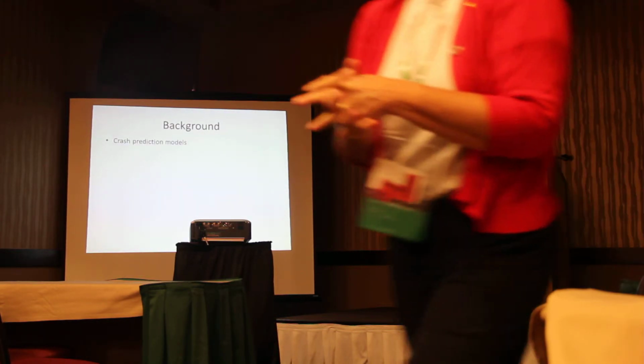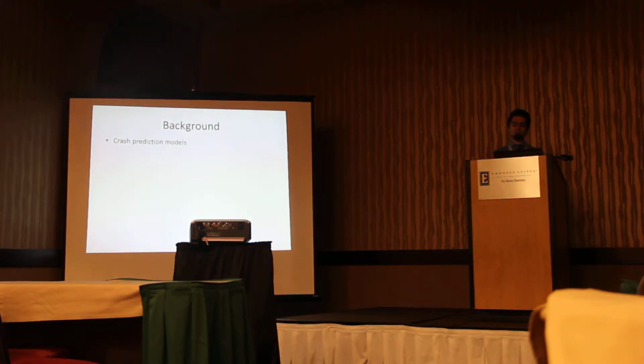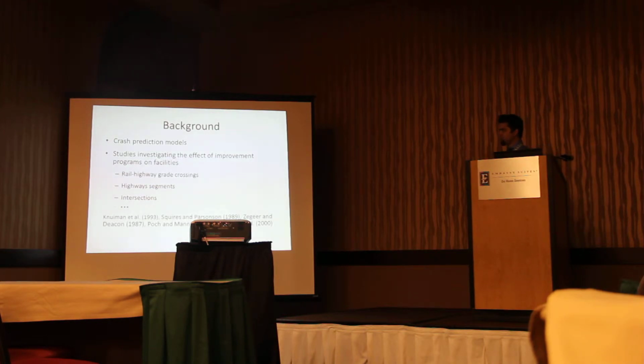Usually researchers put crashes into crash prediction models. They do regression models to put the crashes and the crash-influencing factors into some sort of relationship. If you know what factors are really affecting the crashes, you can find those factors and put countermeasures against them. Previous studies have looked at highway segments, improvements on intersections, variable highway, and grade crossings, investigating the effect of those improvements on crashes.